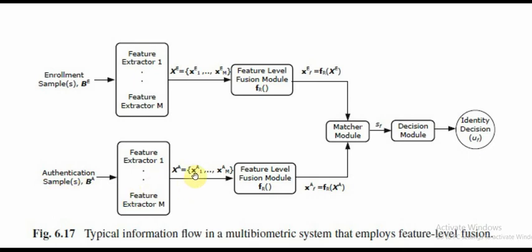After we extract a feature vector for each sample, we combine these feature vectors and compare this fused feature vector with the enrolled feature vectors, and the matching module computes a score, and it will be given to the decision module, and the decision module, according to this score, decides to reject or accept.